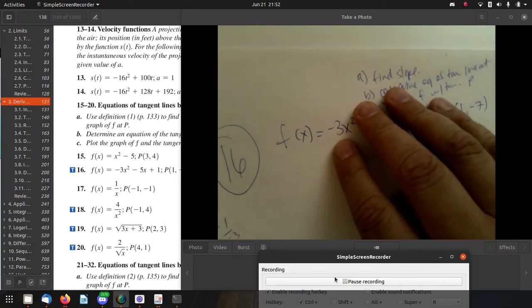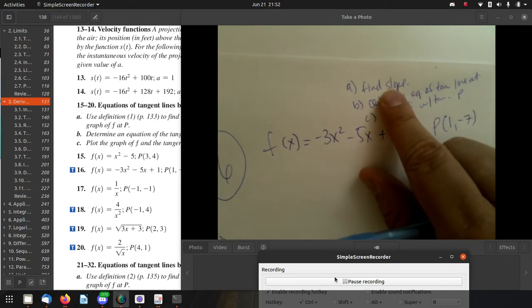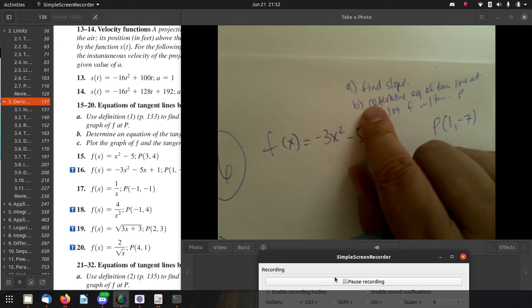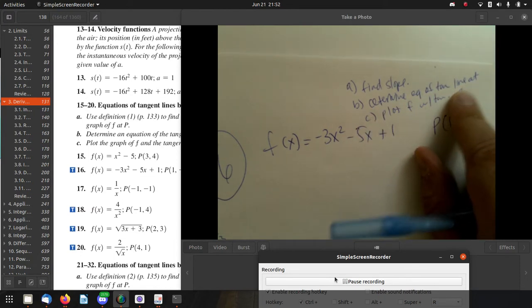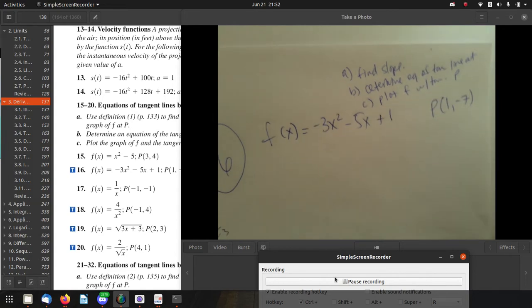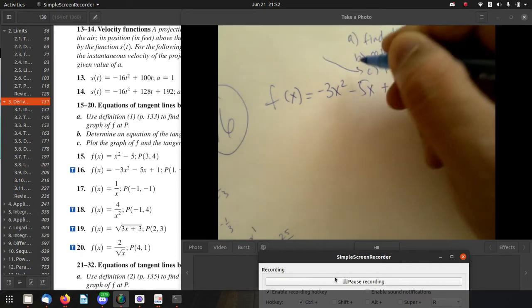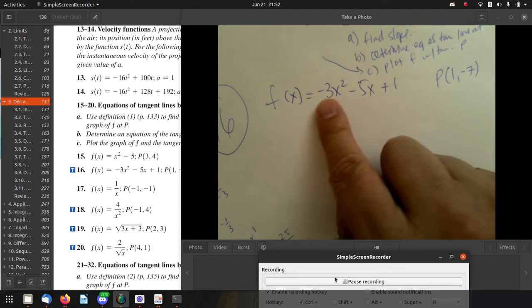And so knowing that we're doing that now, they're giving you a common function, and they're telling you to find the slope at this particular point, because now we know how to do that. And they're telling you to then determine the equation of the tangent line at that point, and then they're telling you to plot the function with the tangent. So the first thing that I want to focus on is C. If we're going to need to plot this, then we need to know how to plot this graph.